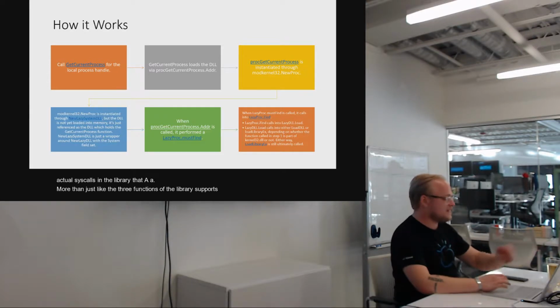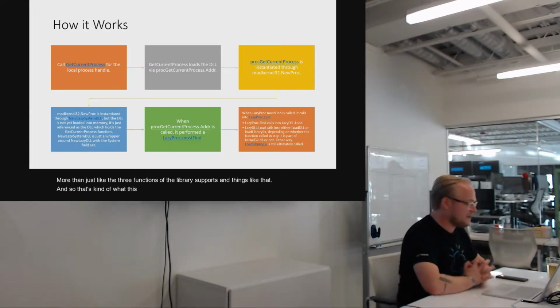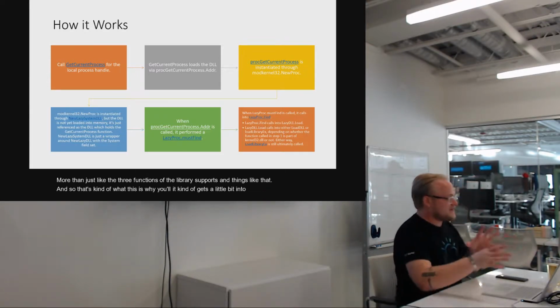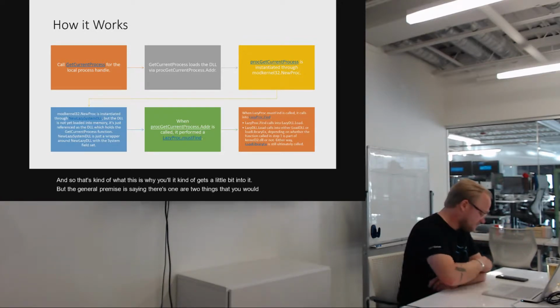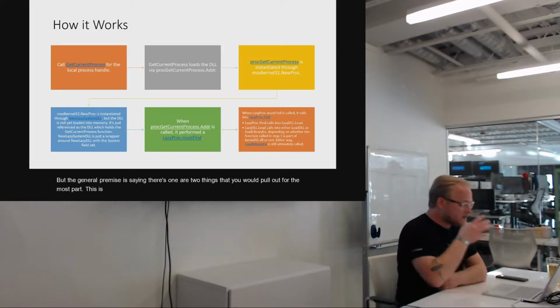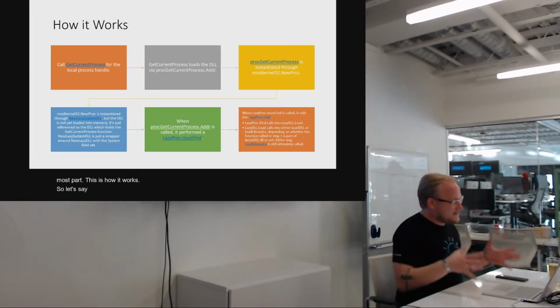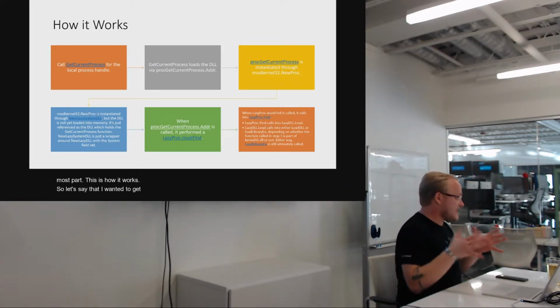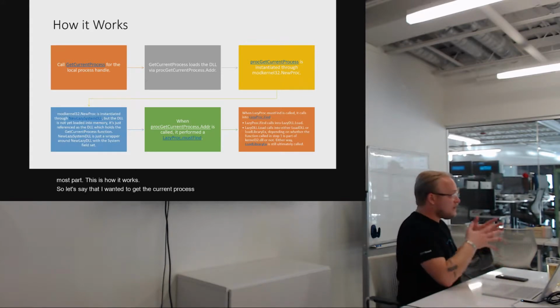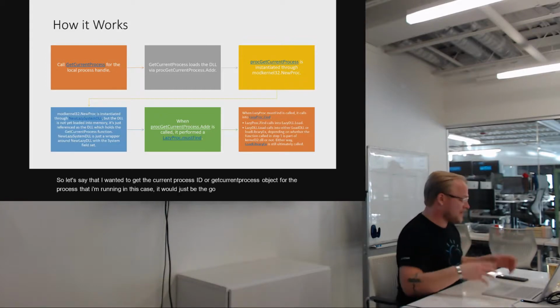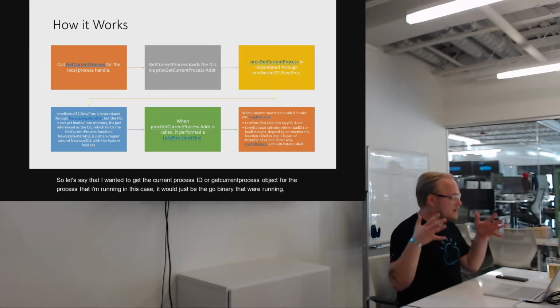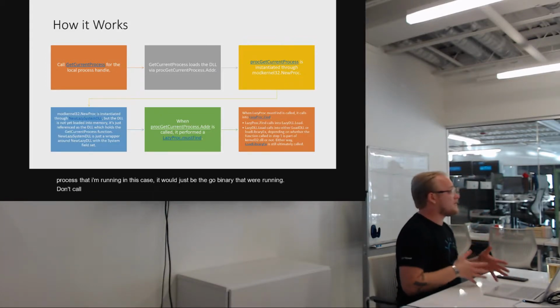And so that's kind of what this is. But the general premise is the same. There's 1 or 2 things that you would pull out, but for the most part, this is how it works. So let's say that I wanted to get the current process ID or get the current process object for the process that I'm running. In this case, it would just be the Go binary that we're running, right? Go runtime. So I'm going to call GetCurrentProcess for the local process handle.